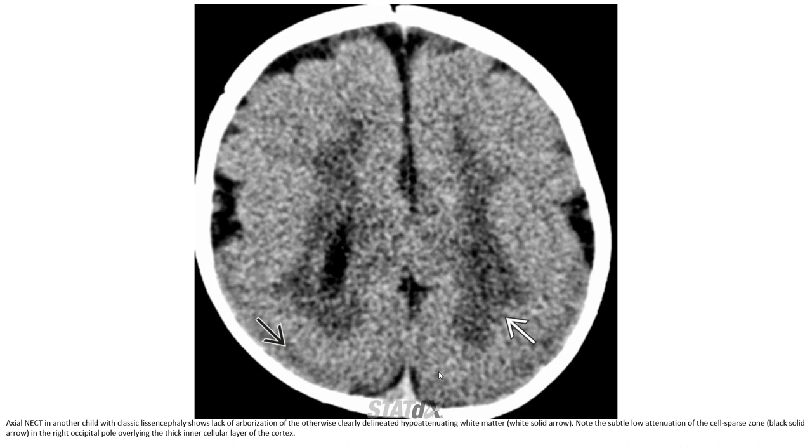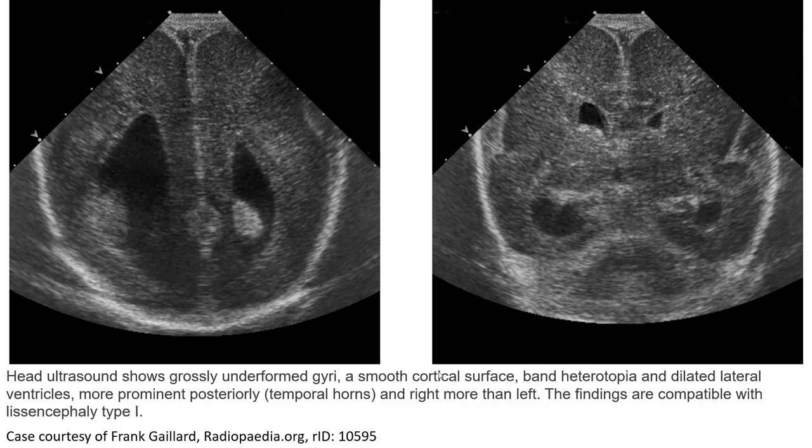So this is the head ultrasound, showing agyria, a smooth cortical surface and band heterotopia, and dilated lateral ventricles, more prominent posteriorly, and right more than left.